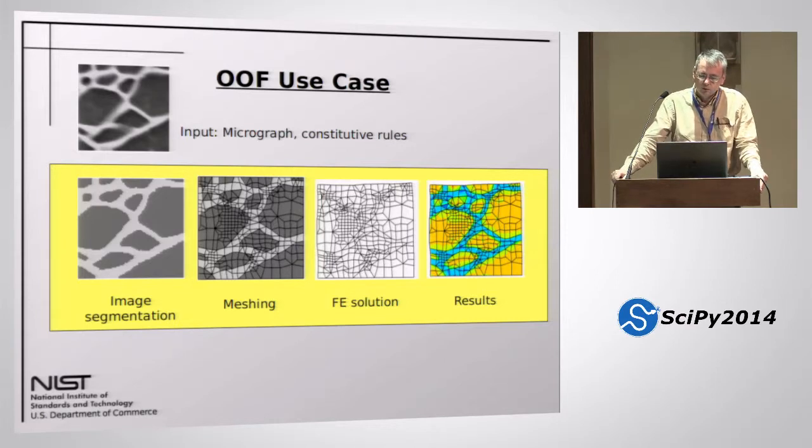Then they can use OOF tools to construct a mesh that is roughly congruent with the segmented image, so that the boundaries between elements in the mesh correspond to boundaries between regions in the microstructure. Then add the math and physics, solve the finite element problem with the appropriate boundary conditions, and then get some results.